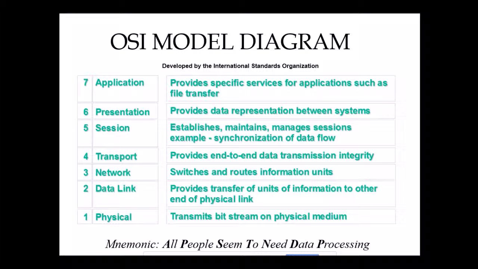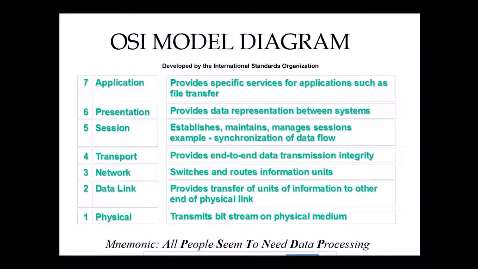One of the mnemonic ways to remember this is: all people seem to need data processing. If you say it to your muted microphone here, you can say, all people seem to need data processing. I've heard it a number of different ways, but this is the one that I usually will teach. It goes from layer 7 down to layer 1. So all people seem to need data processing: application, presentation, session, transport, network, data link, and physical.